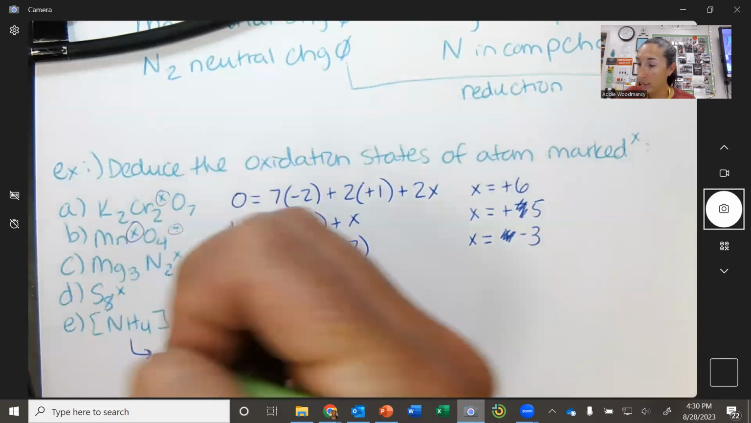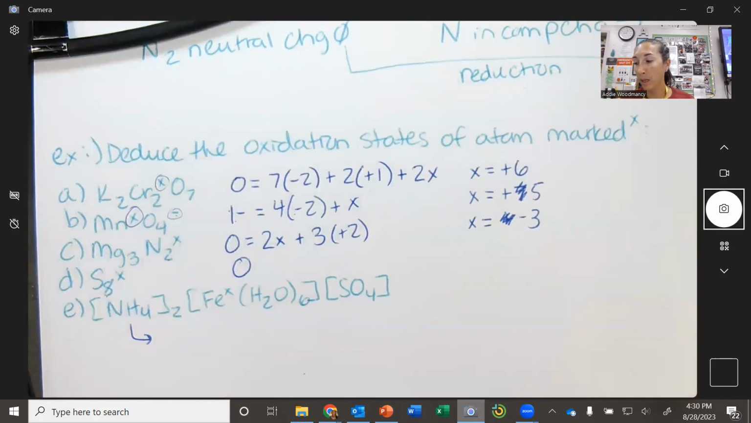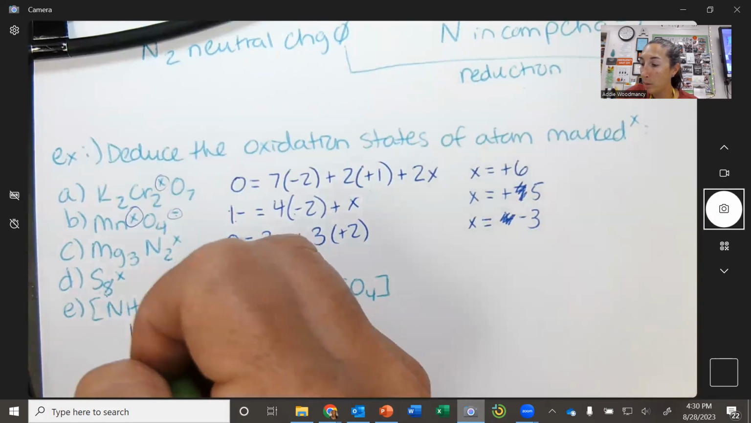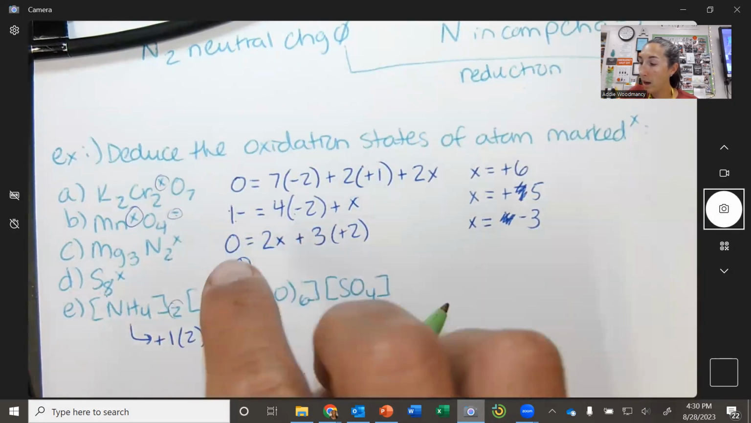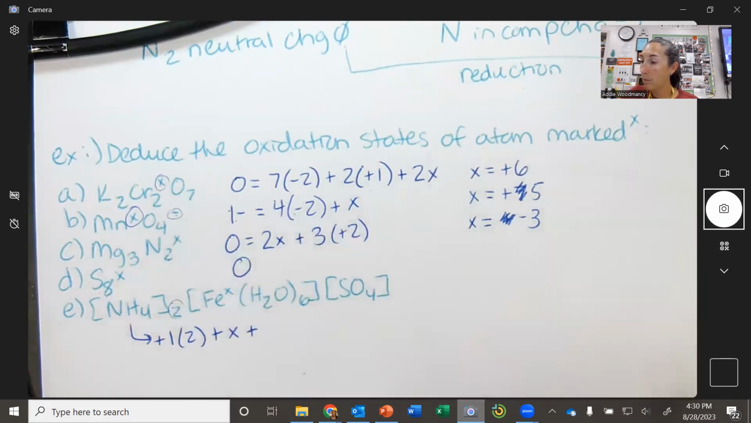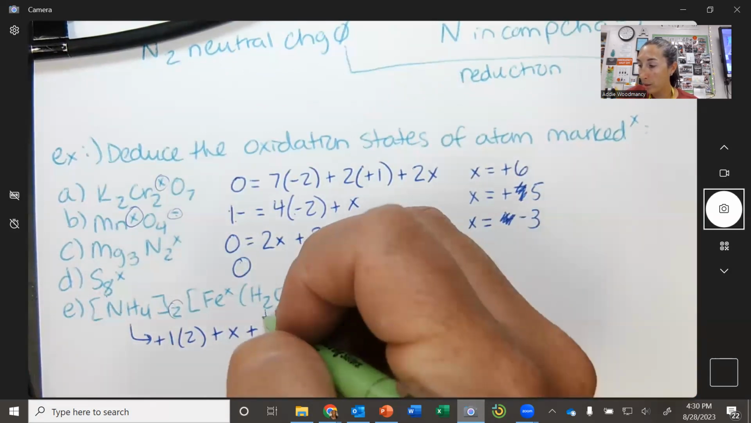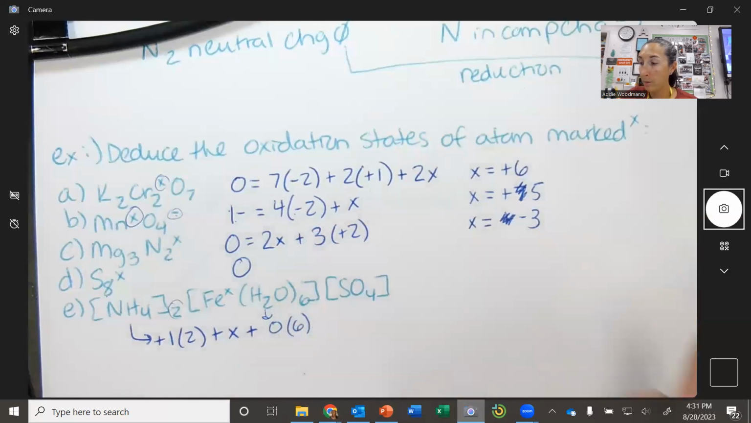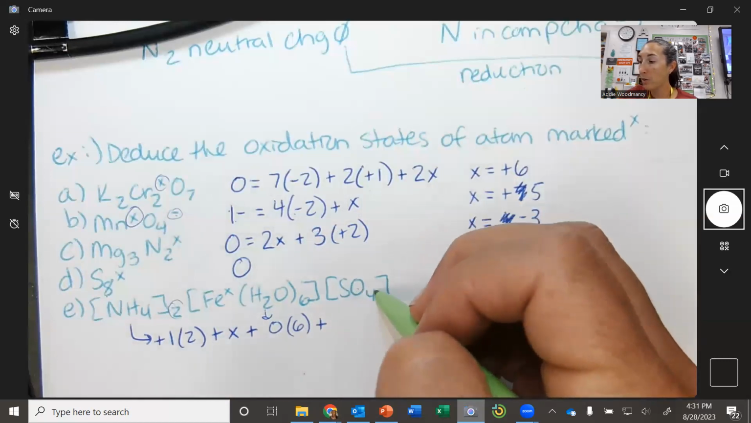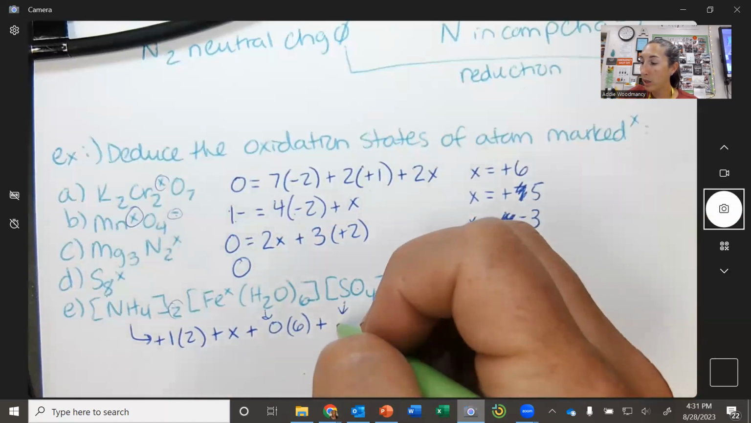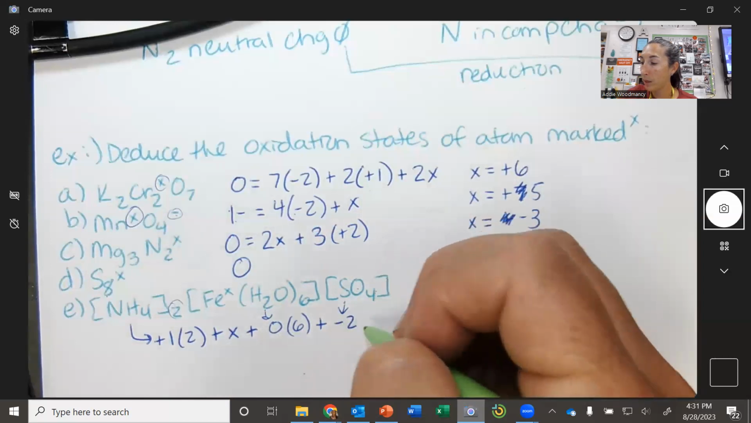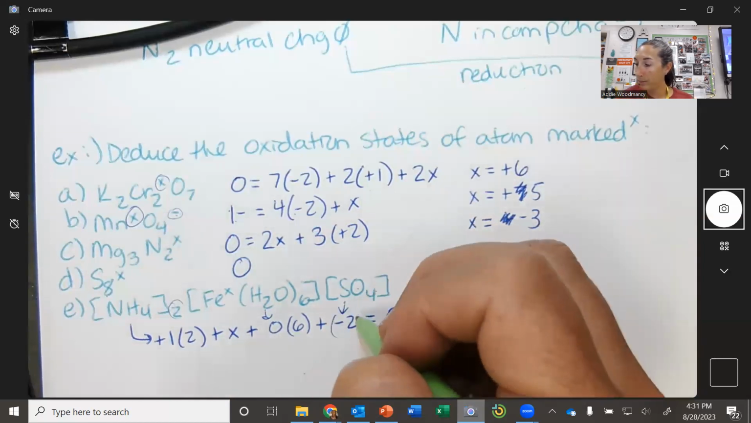Now, this is a polyatomic ion, this whole thing, which is ammonium. Ammonium's charge is +1, and there's 2 of them right there. Plus iron, we don't know. Plus water. Water is a neutral compound, so its charge is 0, and there's 6 of them, but that's just going to cancel out to give you 0. Plus, we have SO4, which is another polyatomic ion. There's only 1 of them. Its charge is -2. And set that all equal to 0.